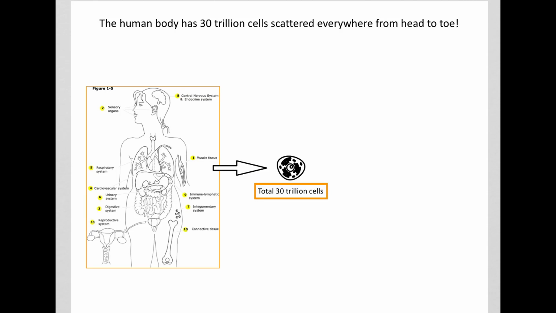Now remember, as we mentioned in a video much earlier on, the adult human body has about 30 trillion cells. So that's what we are. We contain about 30 trillion cells, of course not including the microbes that are present in our body, but as far as the non-microbial cells, we have about 30 trillion cells. And these cells are scattered everywhere, all the way from the head to the toe.